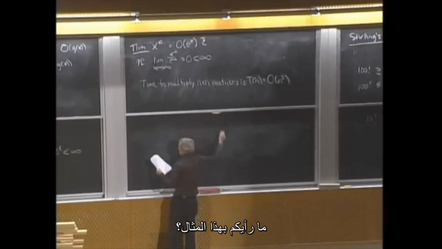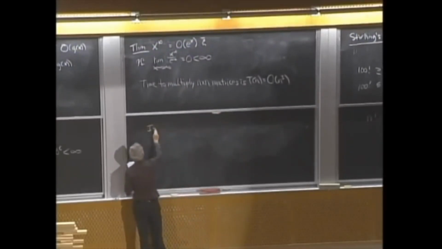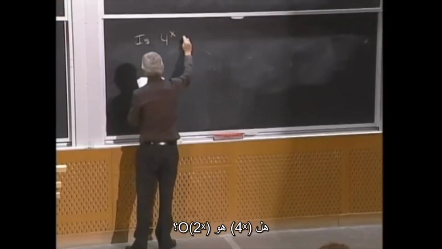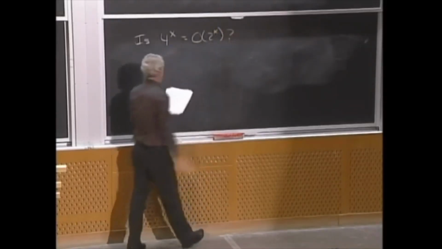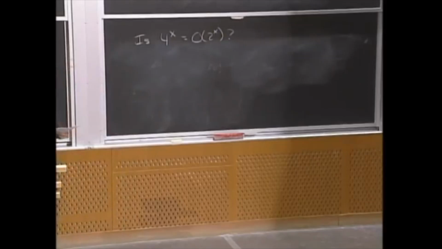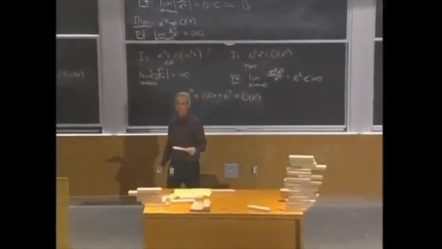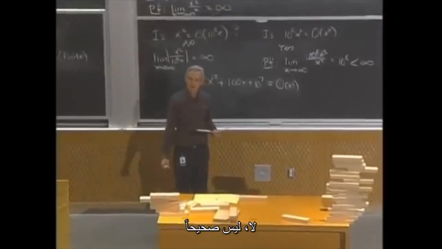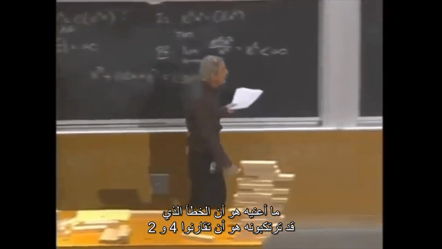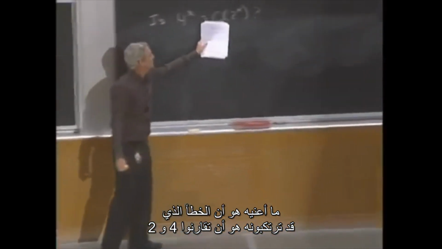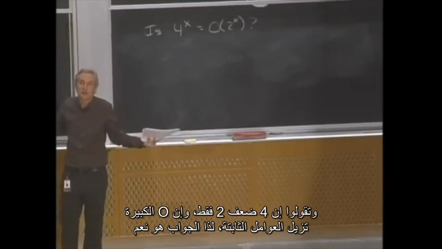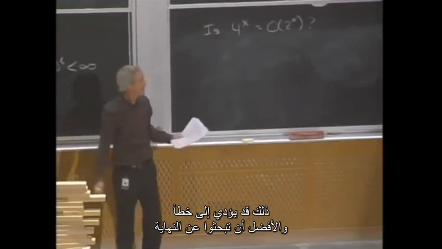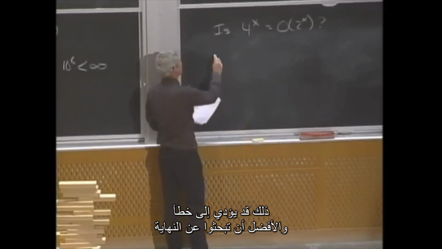Let's now do some examples that can get you screwed up. What about this one? Is 4 to the x O of 2 to the x? Is that true? No, it's not true. The mistake you might make is to say, oh, 4 is only double 2, big O wipes out constant factors, so the answer is yes. That would be bad. Better to look at the limit.